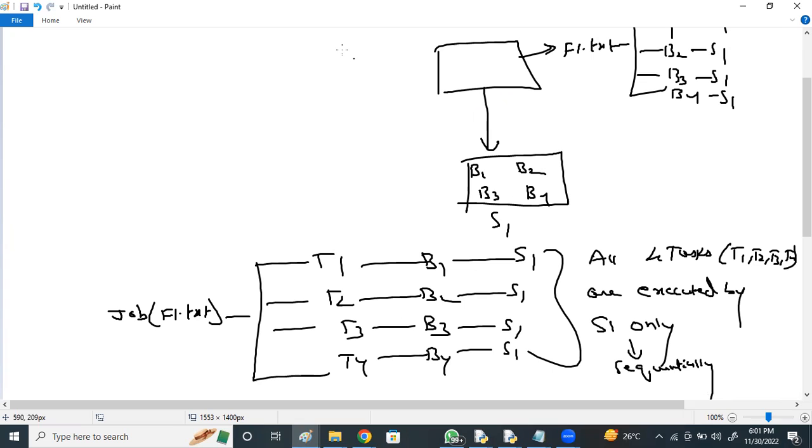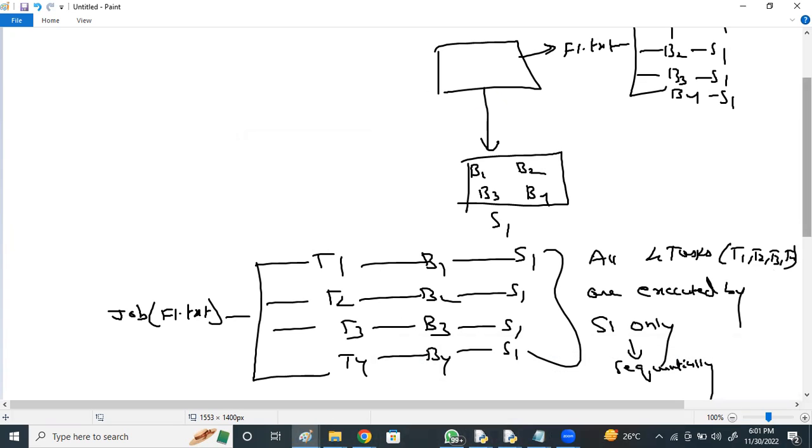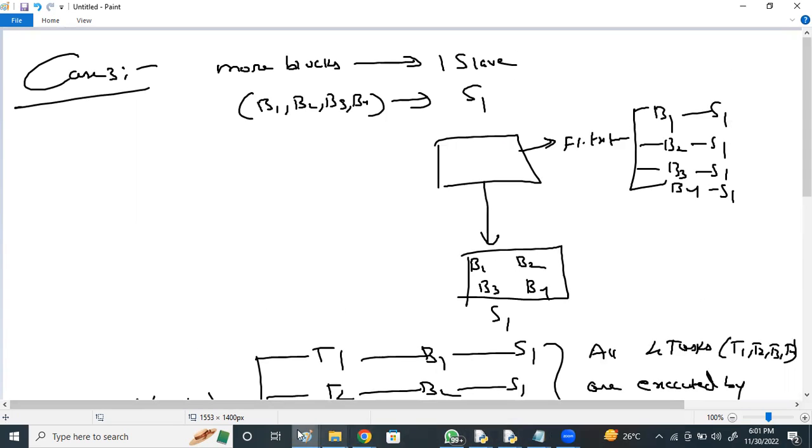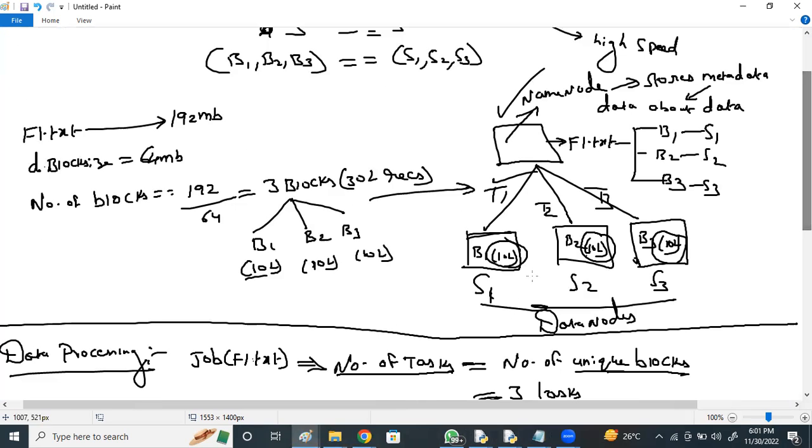Yes. So here you might get one query. As these are machines, slaves are nothing but machines, right? Go back to this case 1. Slave 1, slave 2, slave 3 means systems: system 1, system 2, system 3. As these are machines, when 3 tasks are executed by 3 slaves in parallel, suddenly slave 2 is down.